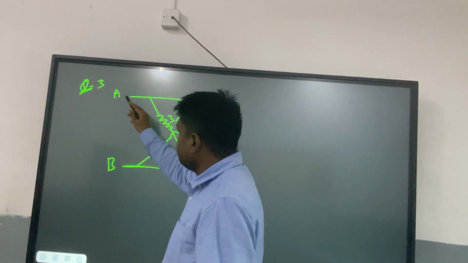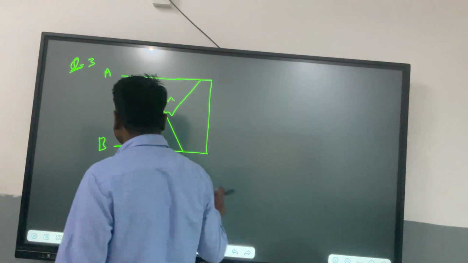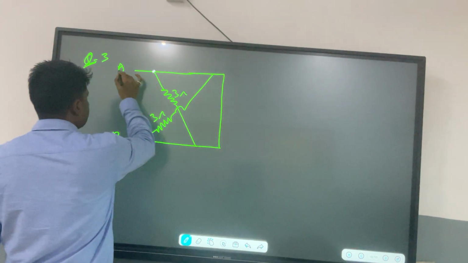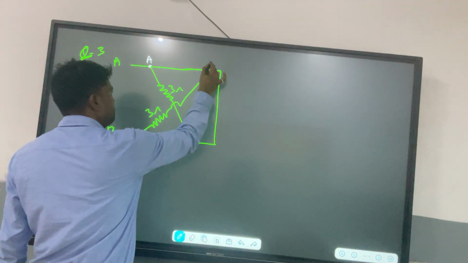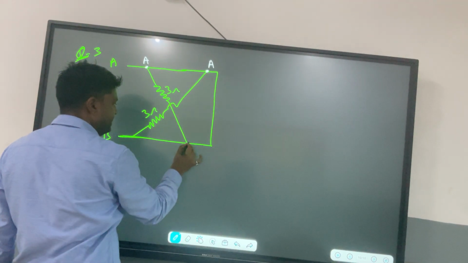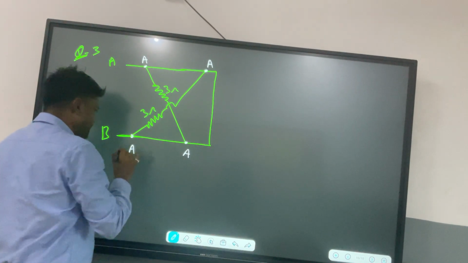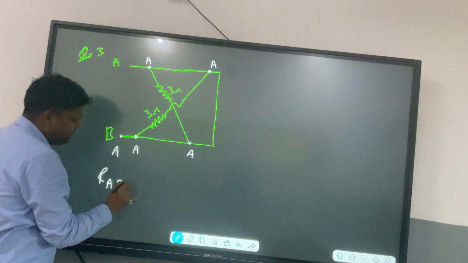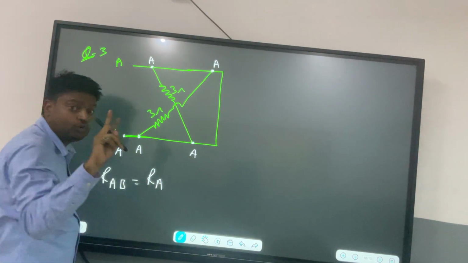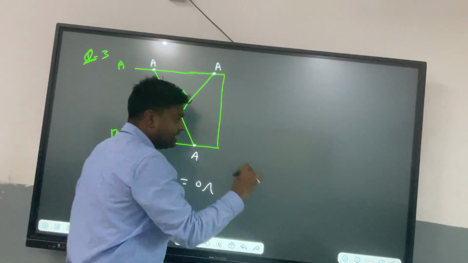Now, if we want to find out RAB, then for finding RAB, see student, this potential is A, right? Again, at this node, same potential. Again, at this node, same potential. There is no resistive branch. Again, at this node A. Again, at this node A. So, if you want to find out RAB, this would be what? No, the two target terminals, that should be what? RAA. That means the answer is 0.